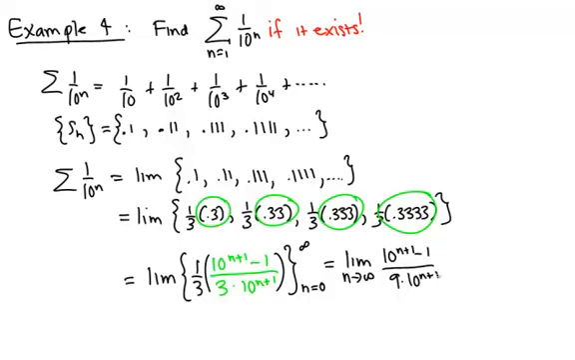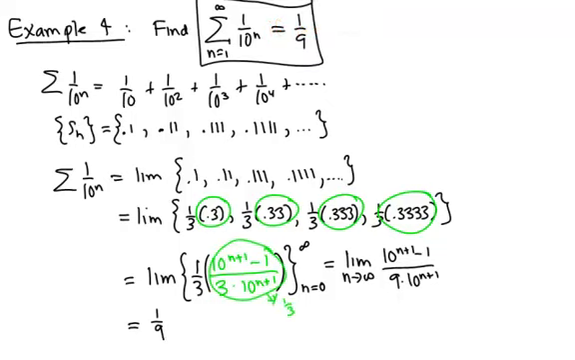In fact, if we run through the exact calculation we did last time, we can show that this limit right here is 1/9. The point of this particular example is to show you again that just because it's easy to find a formula for the terms, it doesn't necessarily mean it's easy to find a formula for the partial sums.